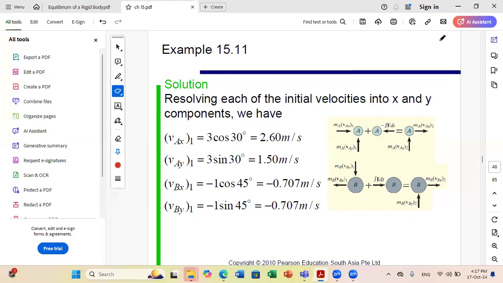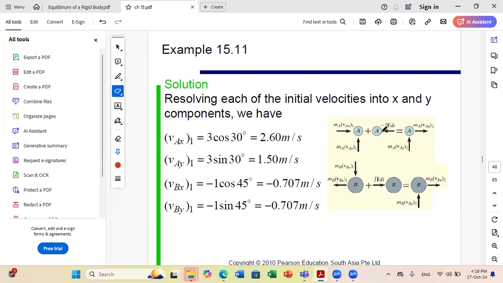So here, if we draw the diagrams of linear impulse and momentum, this can help us in doing the solution. At the initial state, what is the initial linear momentum? It's decomposed into x and y. So for particle A, I draw MAVAx1, MAVAy1.